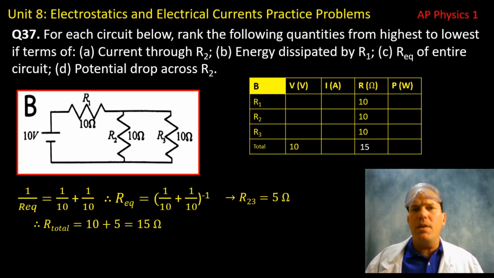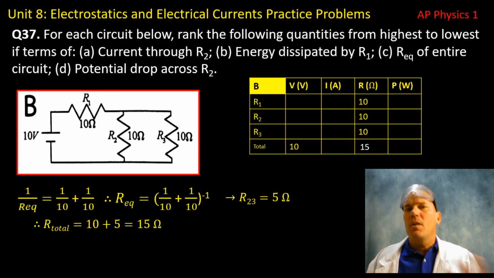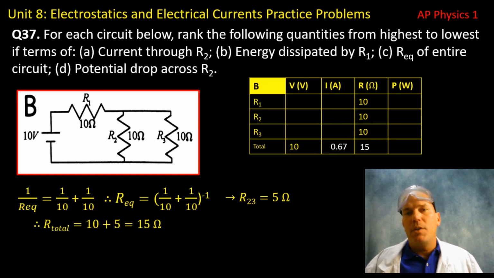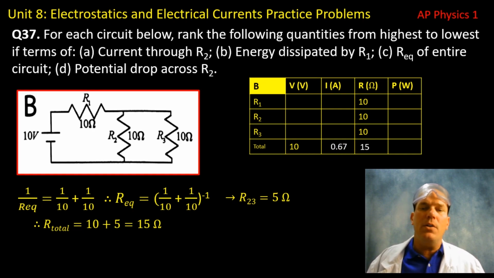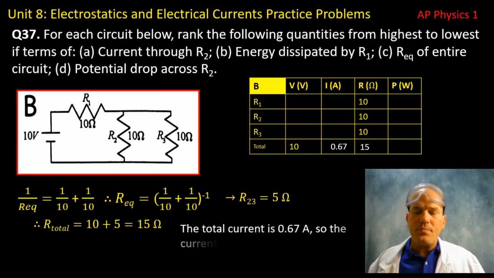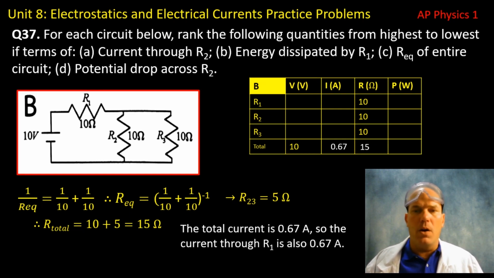Please note, for the equivalent resistance of R2 and R3, that value of 5 ohms is less than both values, and therefore that's further affirmation that you're doing this correctly. Using Ohm's law, we can calculate the current: 10 divided by 15 is 0.67 amps. Then we know if that's the total current through the circuit, it must also be the current through R1.